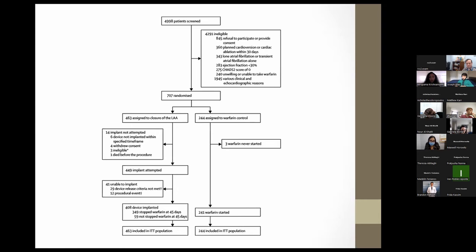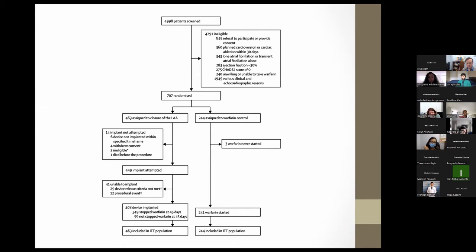All right, so in total, there were about 5,000 patients that were screened, of which 707 were randomized. So 463 were assigned to the Watchman device arm, and 244 were assigned to the warfarin control group. Of the 463, this is really interesting, 449 underwent an attempted implantation of the device. But among 41 patients, they were unable to implant the device. So only 408 received the implant. So of 463 in the Watchman arm, only 408 actually got the device.